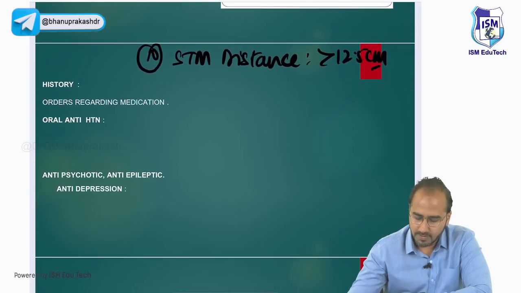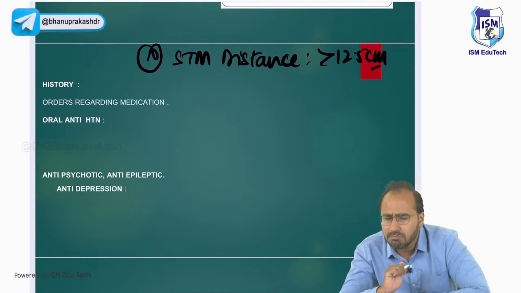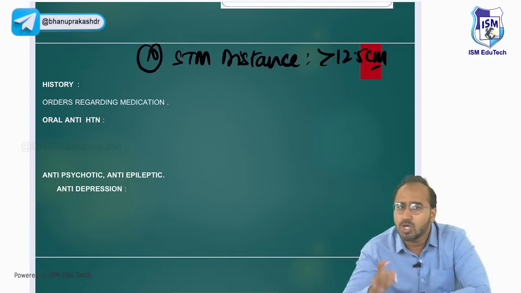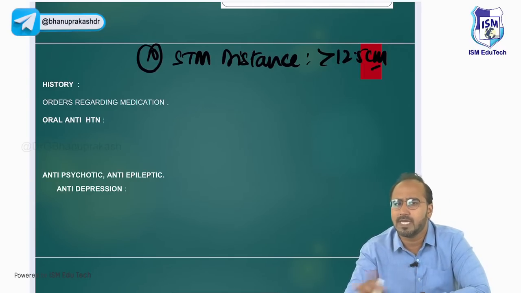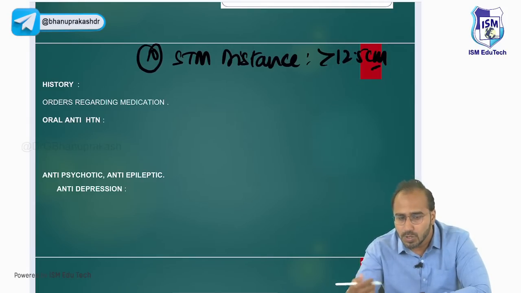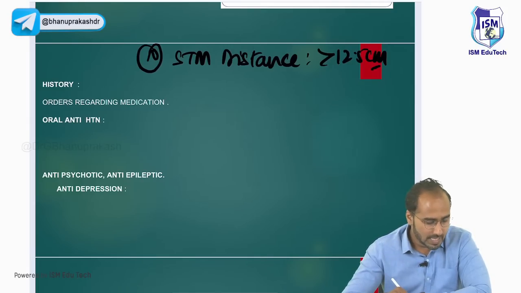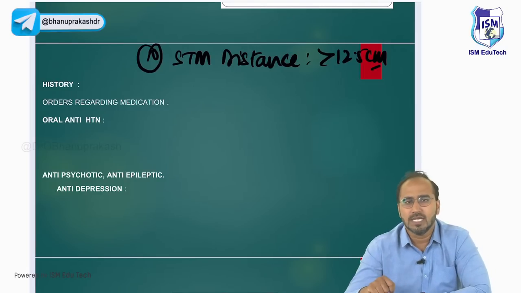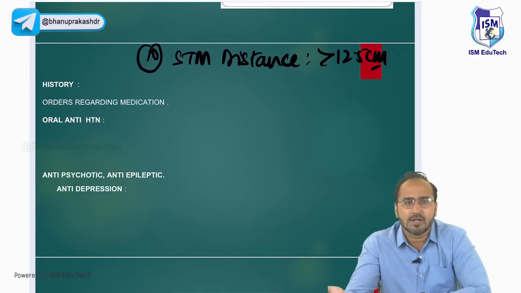Now, remember in the pre-anesthetic checkup, the main thing of the PAC is what? Airway assessment. If you don't do an airway assessment in the PAC, your PAC is waste. After airway assessment, the second thing that you look for in the PAC is the history. Regarding the history, don't take their social history and all. The history that is very important is what?